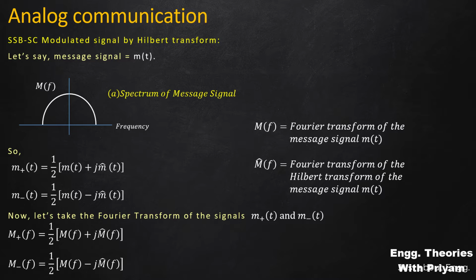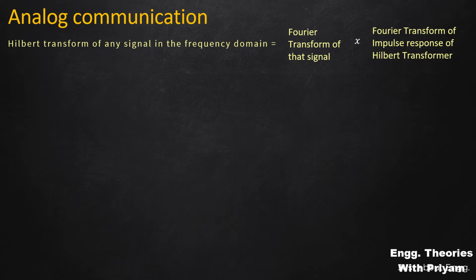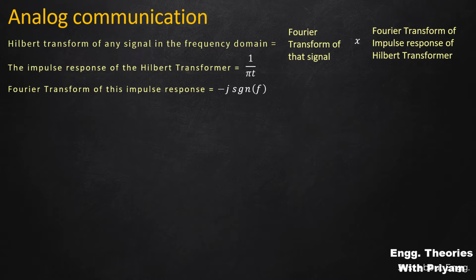If we take a look at the Fourier transform of the positive and negative spectrum of the message signal, which are capital M plus of f and capital M minus of f, then we can see that the positive and negative spectrum is a combination of the spectrum of the message signal and the Fourier transform of the Hilbert transform of the message signal. We know that the Hilbert transform of any signal in the frequency domain is the multiplication of the Fourier transform of that signal with the Fourier transform of the impulse response of the Hilbert transformer. Now, the impulse response of the Hilbert transformer is equal to 1 by pi t, as we have seen in the last lecture, and the Fourier transform of this impulse response is equal to minus j signum of f.